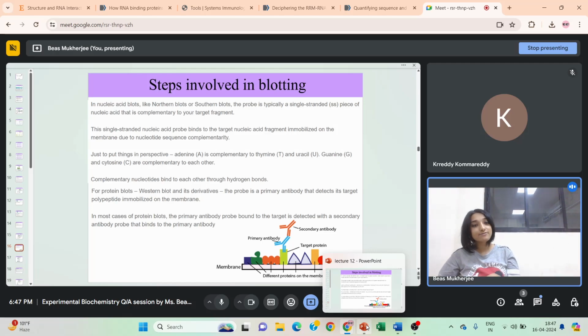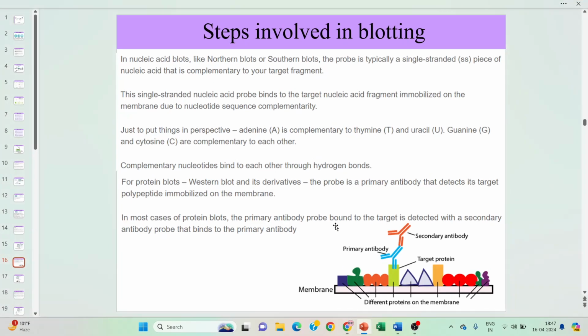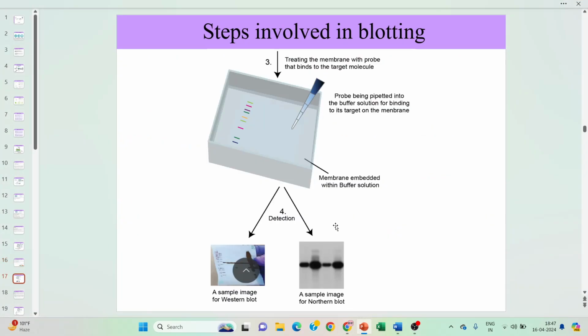So blocking is done with BSA, which is your bovine serum albumin, right, in Western blot. Now see what happens. Treating the membrane with probe that binds to the target molecule. Probe is being pipetted in the buffer solution, fine. Probe gets embedded, and then before this there are a lot of different steps. Okay, what happens? There has to be multiple washes, and then you are adding primary antibody, you are adding secondary antibody, multiple washes are done, and then it is incubated overnight.